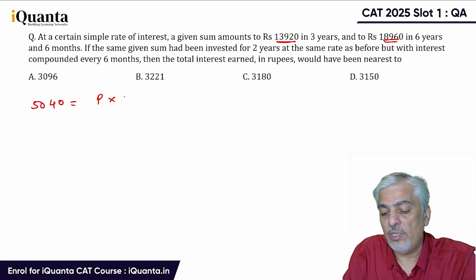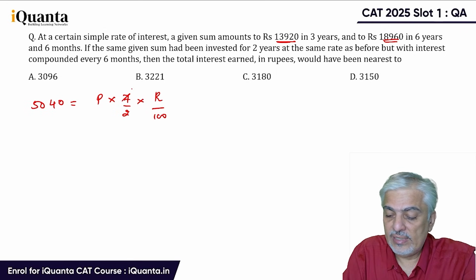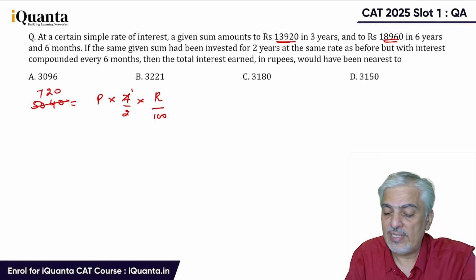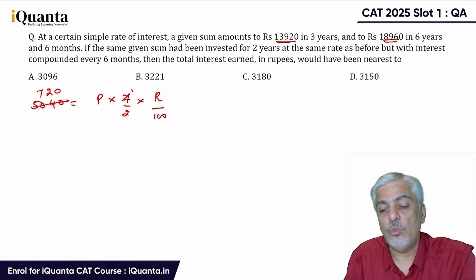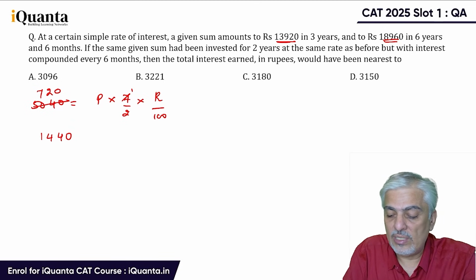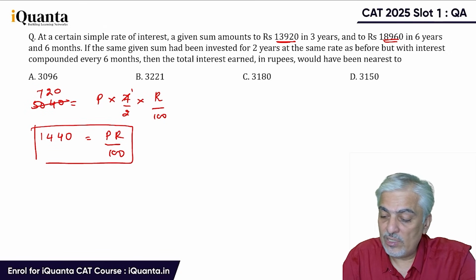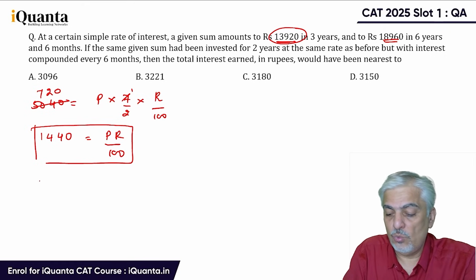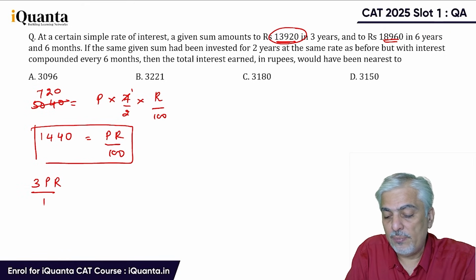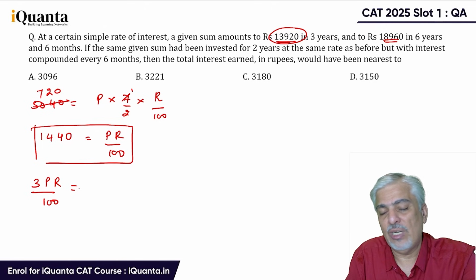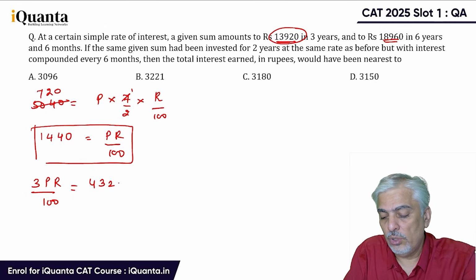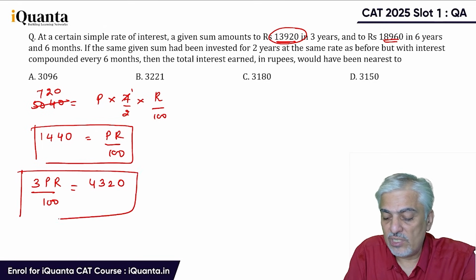So P into 3.5, which is 7 by 2, into R upon 100. 7 cuts over here, 7 ones are 7, 7 sevens are 49, 7 twos are 14, so 720 into 2, 1440 is PR upon 100. That is the interest for 1 year. And this was the amount for 3 years. So what will be my interest for 3 years? 3 PR upon 100 will be the interest for 3 years. 144, 3 is 432. So 4320 becomes the interest for 3 years.